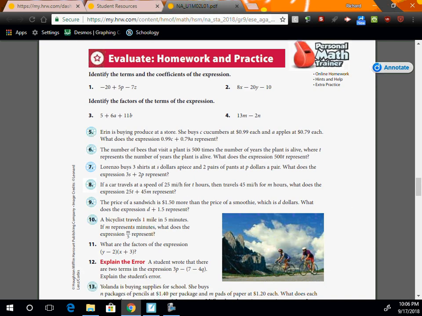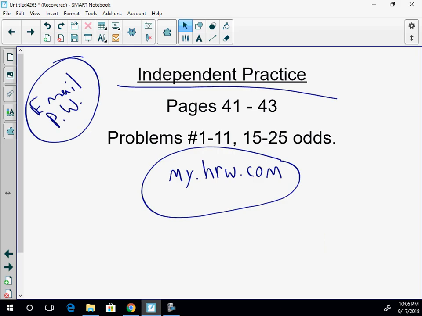All right, so going back to this, your independent practice is listed on your handout for you. And remember to use Schoology to check your answers as you go.